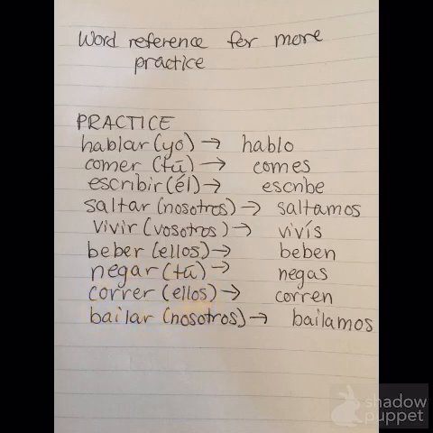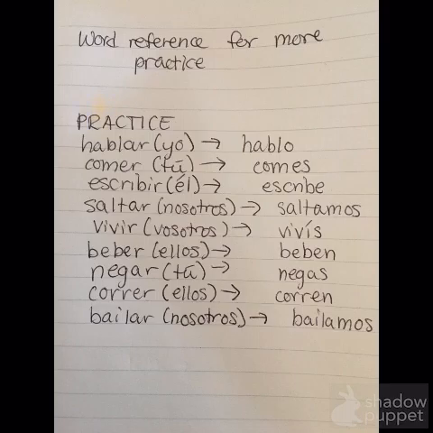Correr, ellos, correr is to run. Correr in the ellos form is corren, and that means they run. Bailar is to dance. In the nosotros form, it's bailamos, we dance. I hope this helped, and I hope you continue learning Spanish.